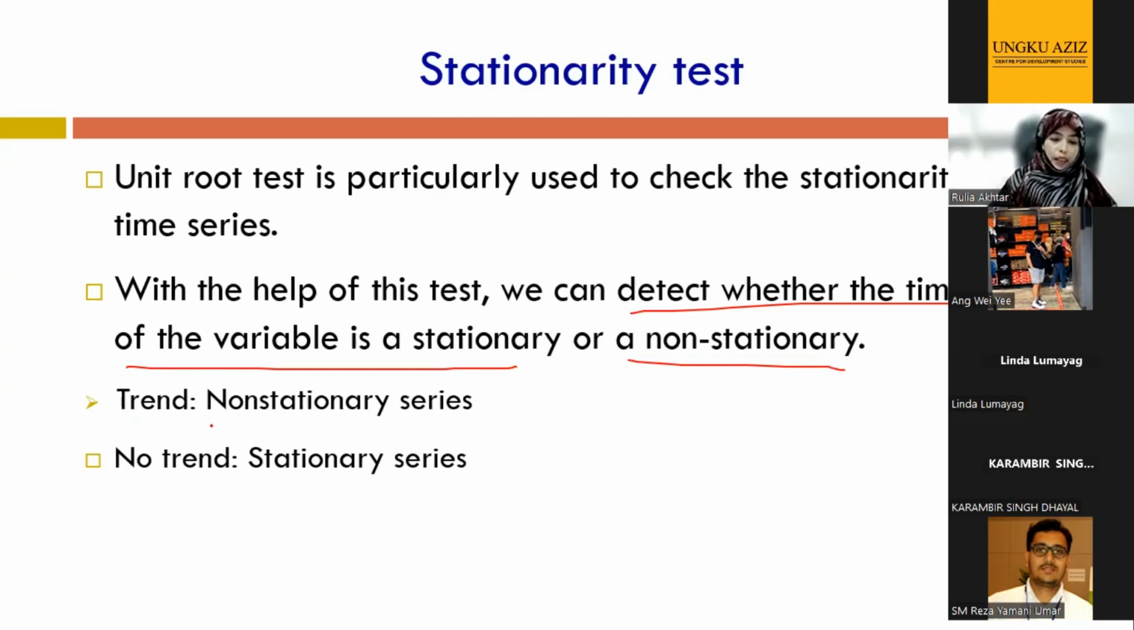If the data set or the variable has a trend, meaning that this is non-stationary time series data. And we have the trend, no trend. If there is no trend in the variables, meaning that the variables are stationary.